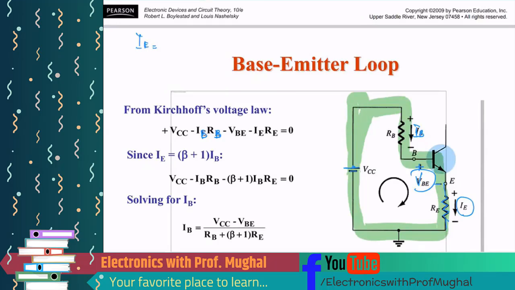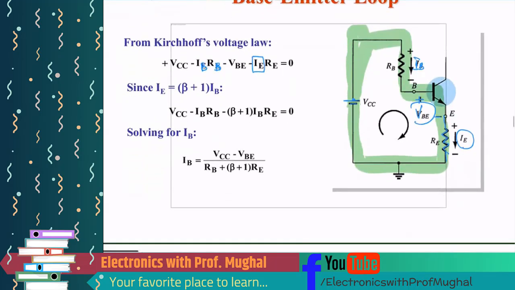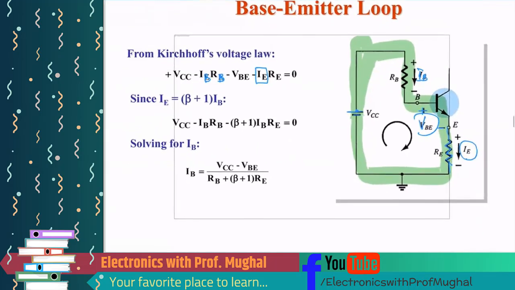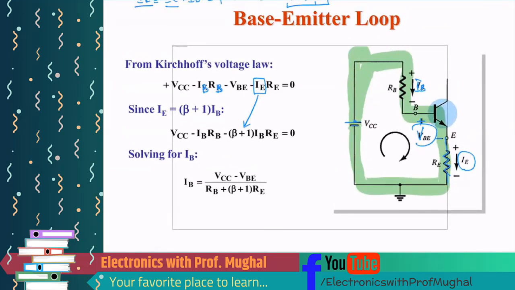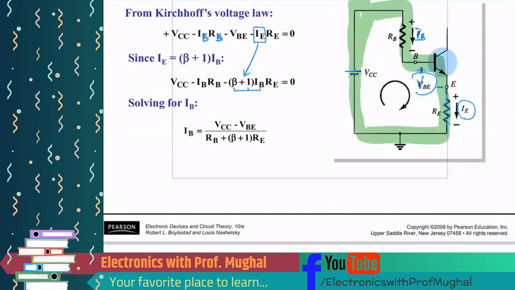IE equals IC plus IB, correct? We know IC is beta times IB, plus IB. If I take IB common here, I get beta plus 1 times IB. That's equivalent to IE, correct? I'm going to replace this IE with this value. So that's what I did here, replacing IE with beta plus 1 IB, and here I took IB common.